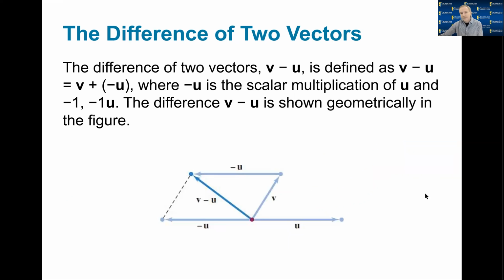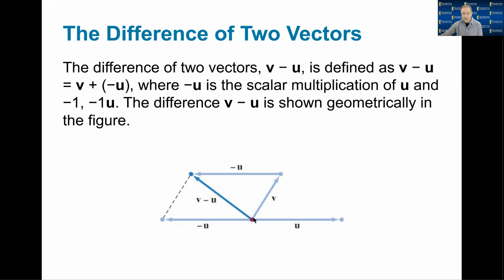Now, what if I wanted to say, well, what about u minus v? Or in this case, v minus u? Well, I'd say, well, all right, no big deal. Let's assume that vector u is positive, this would be a positive horizontal vector here.